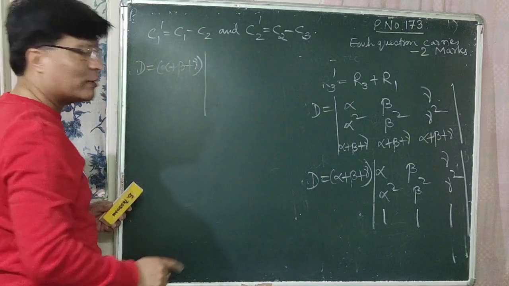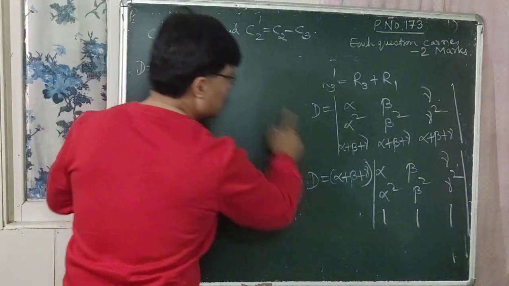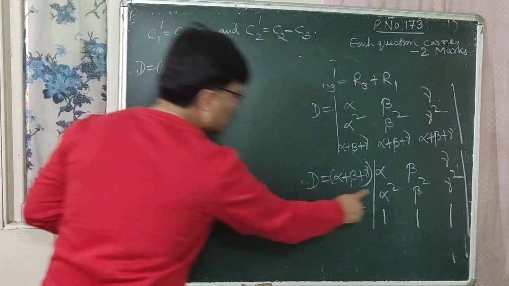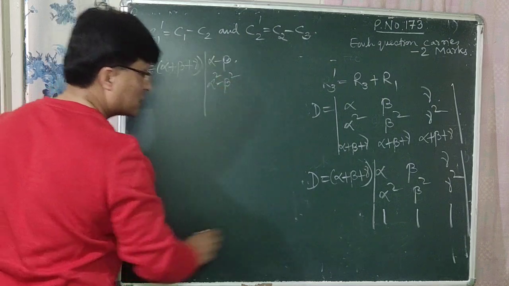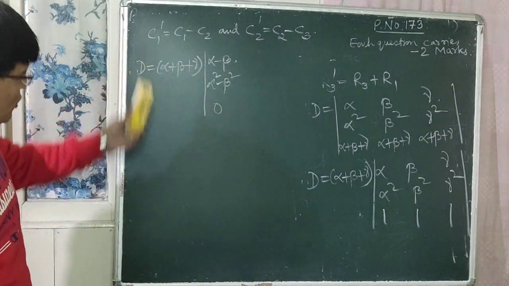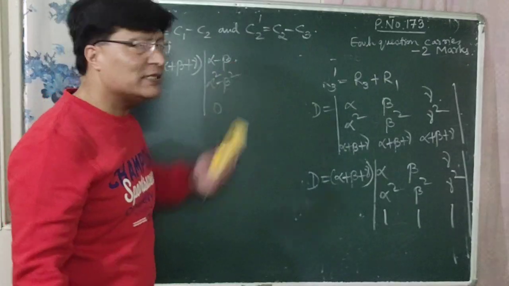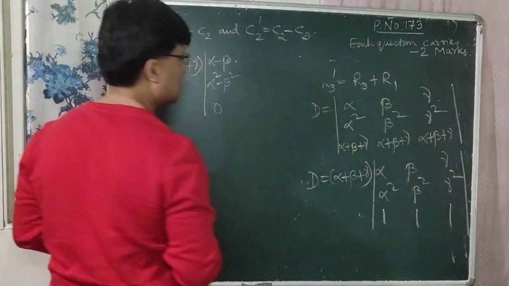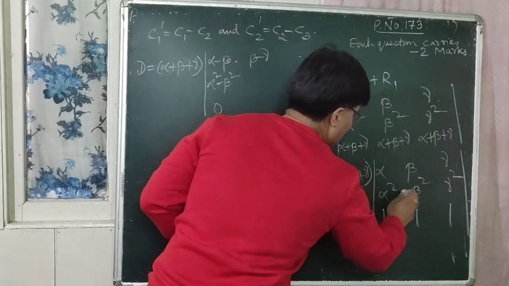Let us simplify it. So it is C1 dash is equal to C1 minus C2 and C2 dash is equal to C2 minus C3. So in this case, we are using how many properties? Two properties. That is, C1 dash means column 1 is changing, C2 dash means column 2 is changing, right? So therefore, D is equal to, within bracket, alpha plus beta plus gamma remains as it is. Now, what is C1 dash? Column 1 is changing, right?